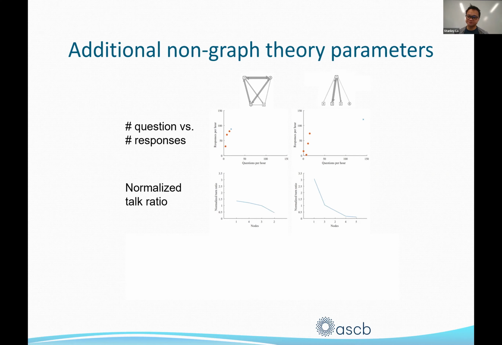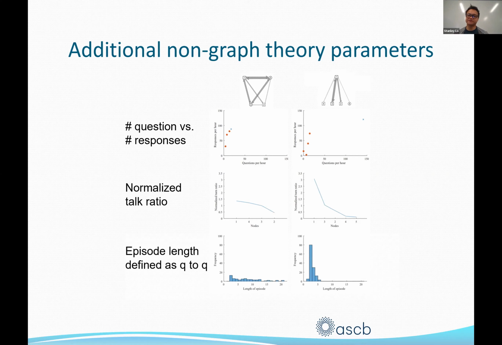And then the last thing is what we defined as episode. In this case, we defined it as the number of turns between 2 questions. It's perhaps not the best way to define episode, but in a lot of qualitative discourse analysis that people have done on student group work, episodes can be defined in many different ways. But we wanted to set up the graph theory methodology to be able to handle episodes, and so we took the simplest definition, which is from question to question.